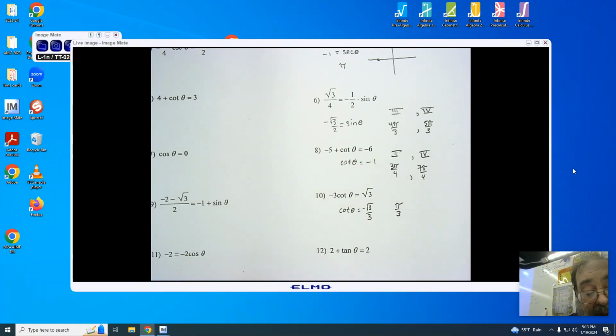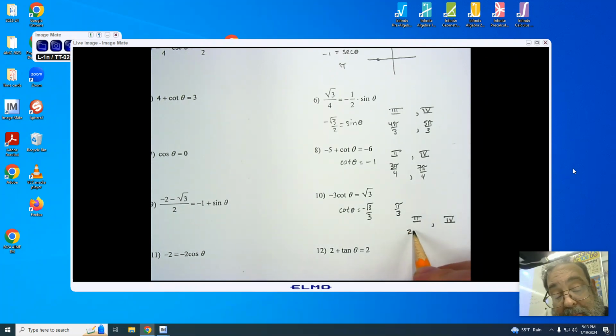So we're going to go ahead and work with, hang on a minute, pi over 3, yeah, that's correct. And therefore, the second and the fourth quadrant are what we're looking at. In the second quadrant, I'm looking at 2 pi over 3. And in the fourth quadrant, I'm looking at 5 pi over 3.